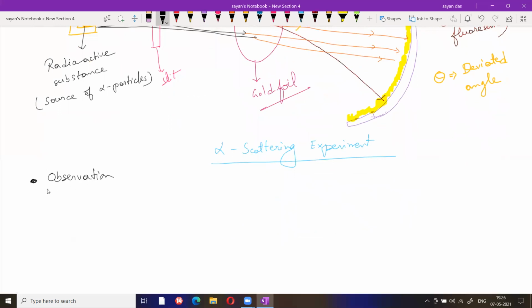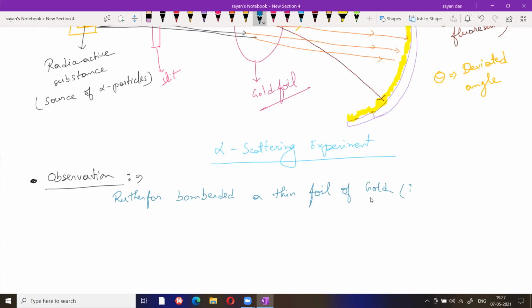Only 3 observations. The first observation is basically Rutherford. Just write down. First, Rutherford. What did Rutherford actually do? Rutherford bombarded a thin foil of gold.